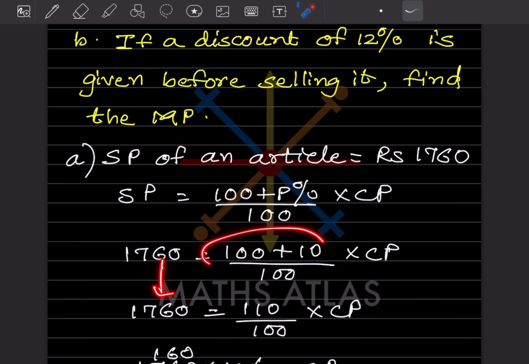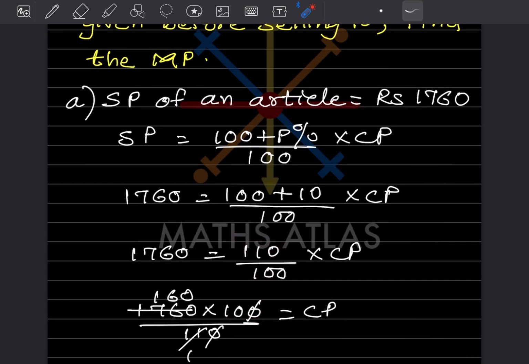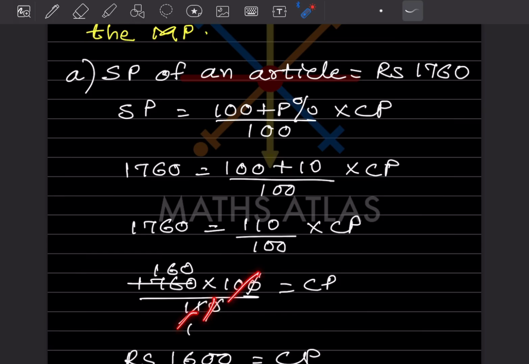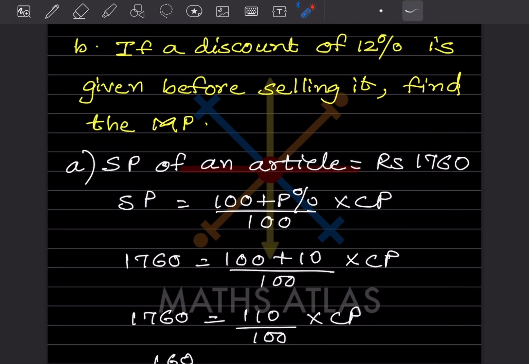So this will be 110 by 100 into CP. So this will go on the other side. So this will get multiplied and this will go in the denominator. That will be CP. So after simplifying this, we get CP is rupees 1600.